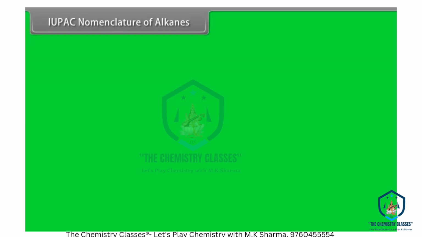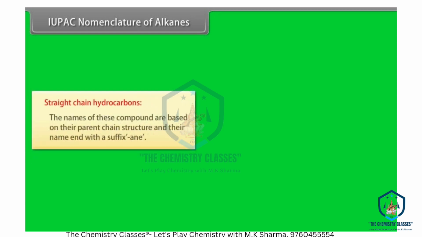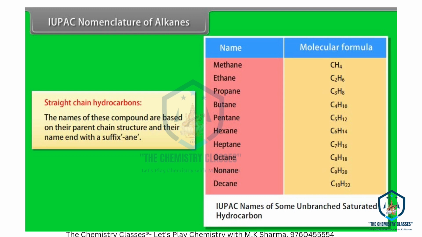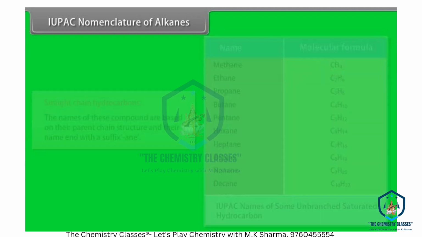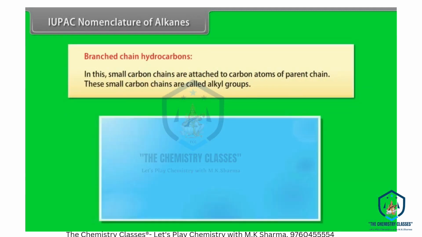IUPAC nomenclature of alkanes. Straight-chain hydrocarbons. The names of these compounds are based on their parent chain structure, and their name ends with a suffix ANE. Branched chain hydrocarbons. In this, small carbon chains are attached to carbon atoms of parent chain. These small carbon chains are called alkyl groups.